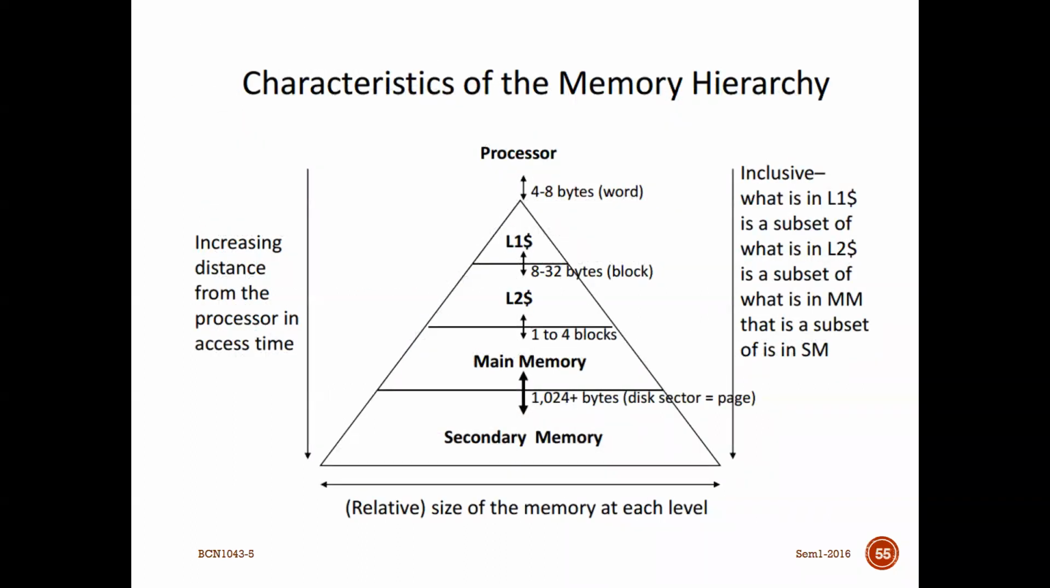This is a characteristic of memory hierarchy. We are increasing distance from the processor in the access time. Inclusive, level 1 is a subset of level 2, which is a subset of what is in main memory, which is a subset of secondary memory.